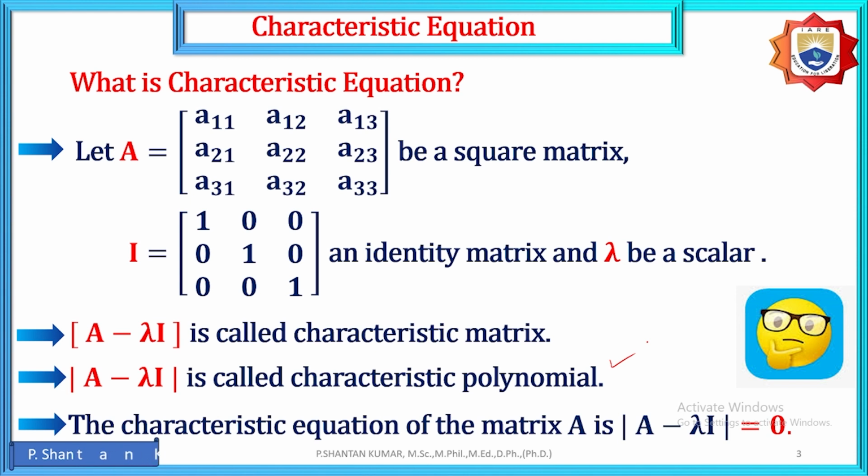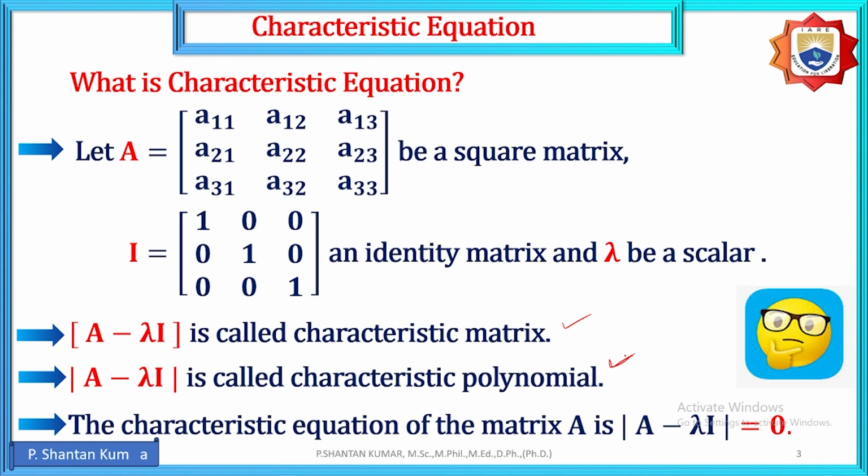That means these are the three different definitions we need to remember. One is the characteristic matrix, which is in terms of the matrix. The characteristic polynomial is in terms of the polynomial, and equating it to 0 is called the characteristic equation. Based upon this, we proceed to find the eigenvalues. With the help of the characteristic equation, by solving that equation, we obtain values. Those values are called the characteristic values or eigenvalues.